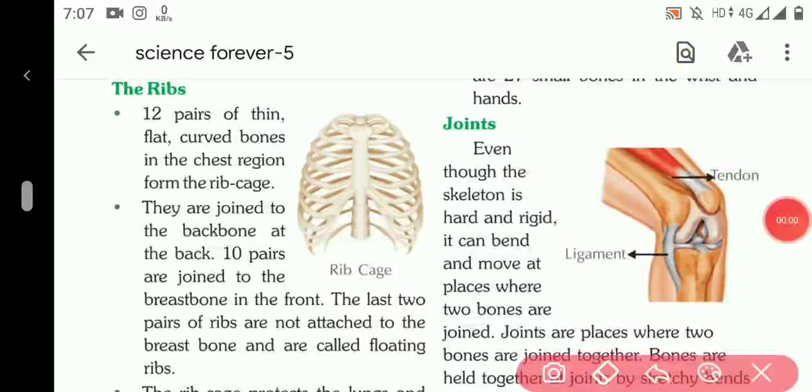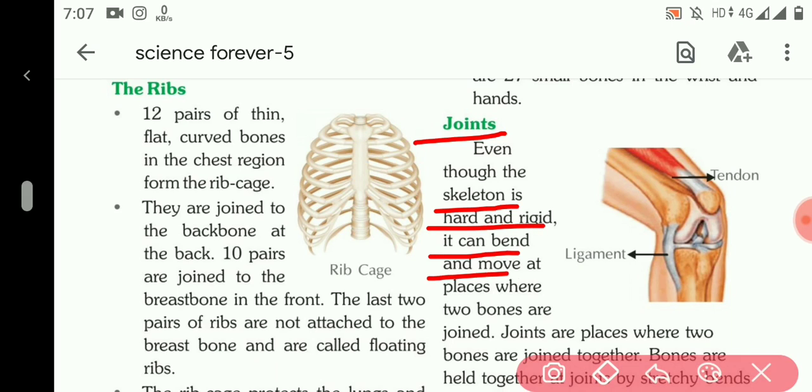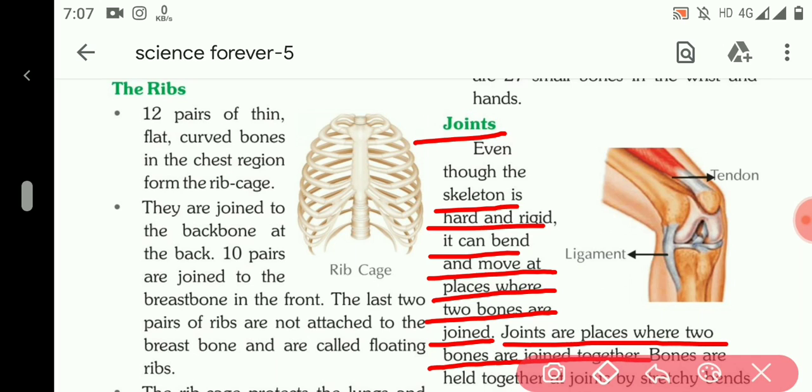The next important part is the joints. A joint is a place where 2 bones are attached to each other and they can move or bend. Even though the skeleton is hard and rigid, it can bend and move at places where 2 bones are joined together.